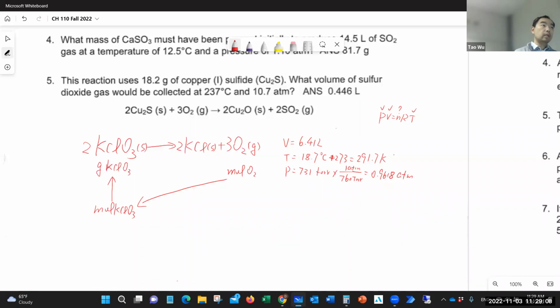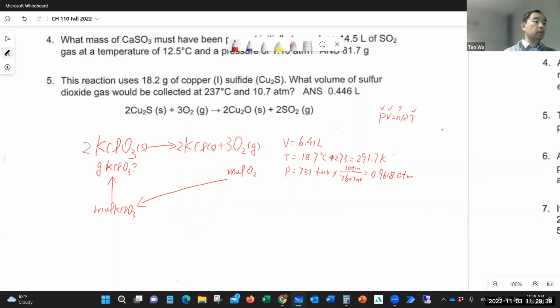Does it make sense? So this is what you need to do. We go backwards: based on the ideal gas law, figure out moles of the gas; based on stoichiometry, figure out moles of potassium chlorate; and using the moles of potassium chlorate times molar mass, you get the mass of the potassium chlorate. Make sense? Okay.